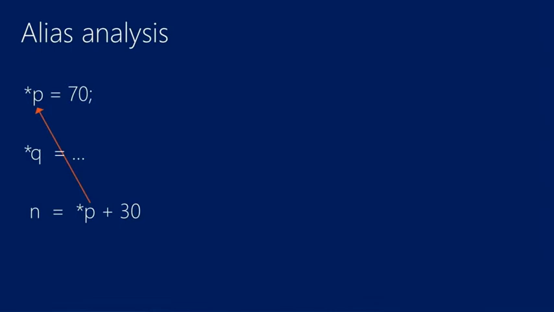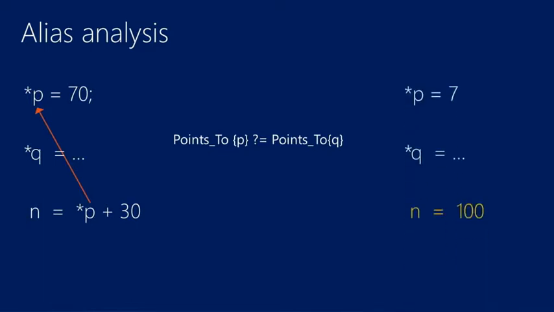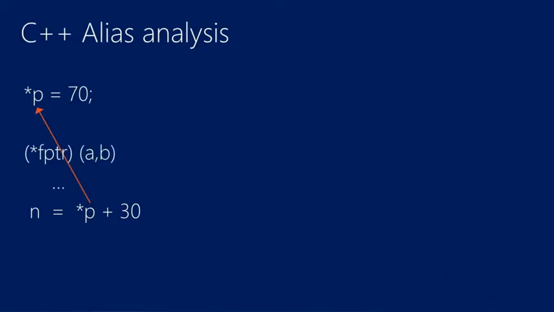At the top is a store, at the bottom is a load. So if Q and P don't alias each other or point to the same locations, then what we can do is propagate 70 and get 100. Sorry for the typo on the screen.